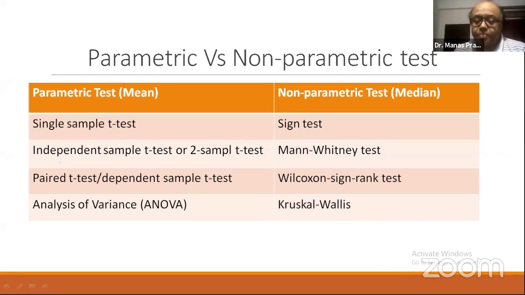So when you collect data, you first have to check if it is normal. If it follows a normal distribution, then you have to go for a parametric test. And if it does not follow a normal distribution, then you have to go for a non-parametric test. Okay. So I will show you how to do the non-parametric test.